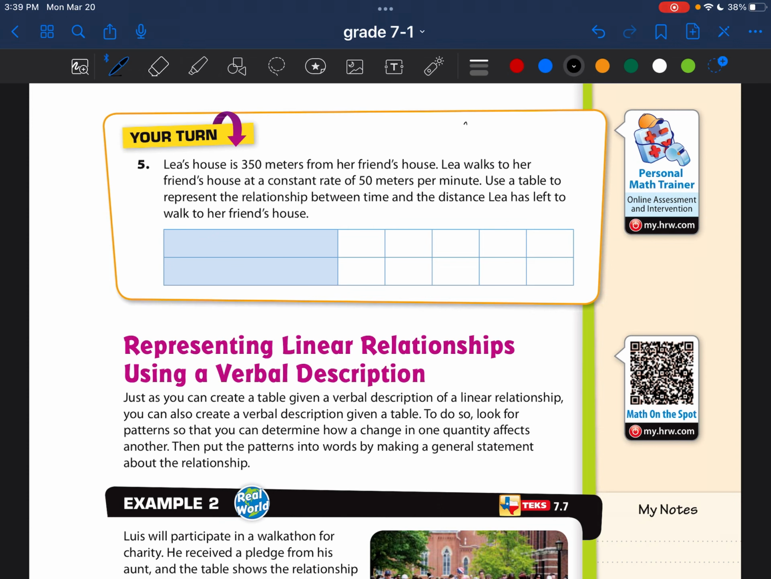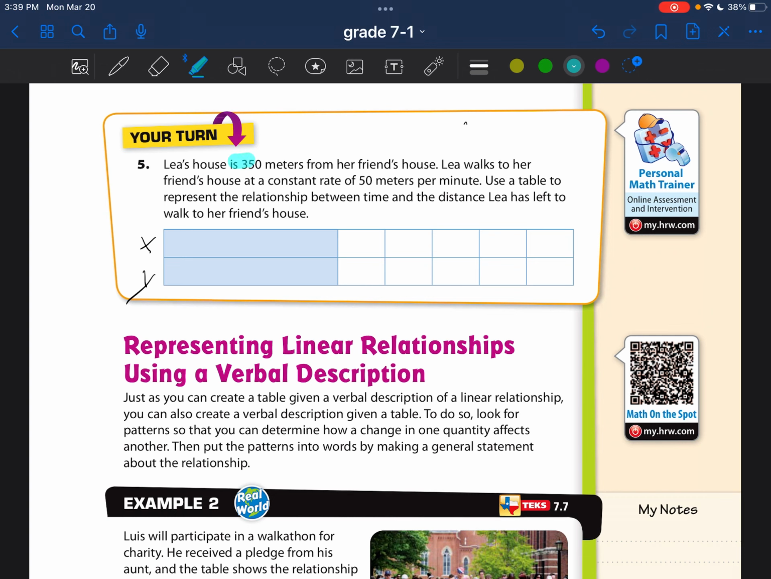So we see our table here. We're going to label it X and Y. You should do that as well. Let's read through this. Leah's house is 350 meters from her friend's house. Leah walks to her friend's house at a constant rate of 50 meters per minute. Use a table to represent the relationship between time and the distance Leah has left to walk to her friend's house.